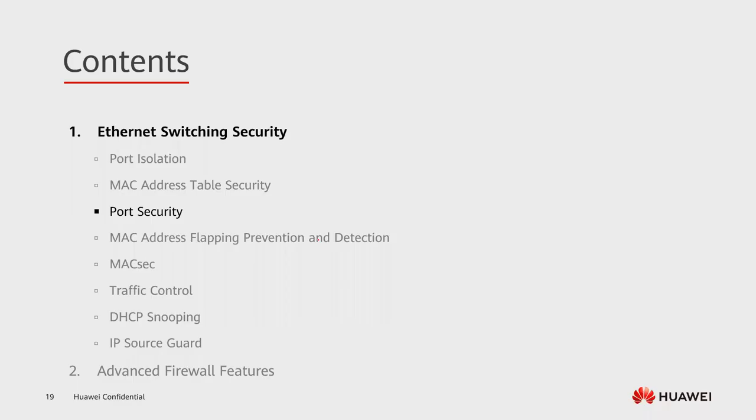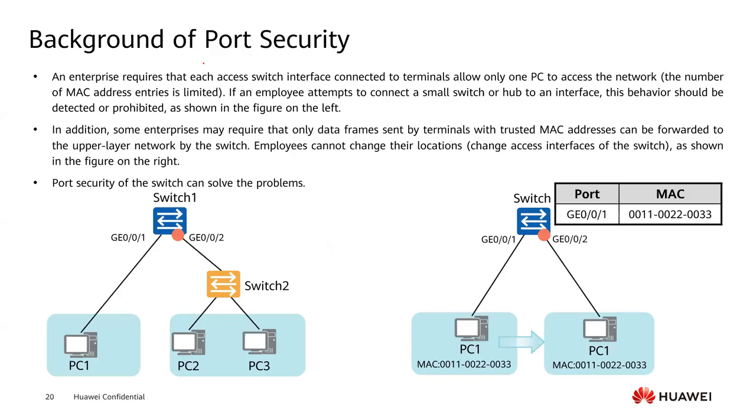Now let's look at port security. Let's look at the background of port security. If an enterprise requires that each access switch interface connected to a terminal allows only one PC to access the network, this is the first requirement, and the number of MAC address entries is limited. For this requirement, we can use the MAC limit feature. If an employee attempts to connect a small switch or hub to an interface, this behavior should be detected and prohibited, as shown in the figure on the left.